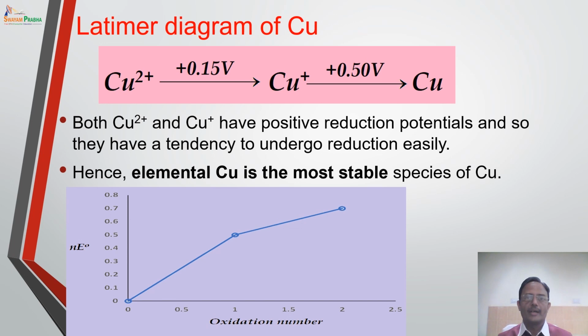Coming to the Latimer diagram of copper. Now copper exists in +2, +1 and 0 oxidation states. Both the reduction potentials are positive. It means that Cu2+ has a strong tendency to get converted to Cu+, and Cu+ also has a strong tendency to get converted into elemental Cu. It means that elemental copper is the most stable species. As shown by the Frost diagram also, the 0 oxidation state has a minimum value of N into E0. So this will be the most stable species of copper.